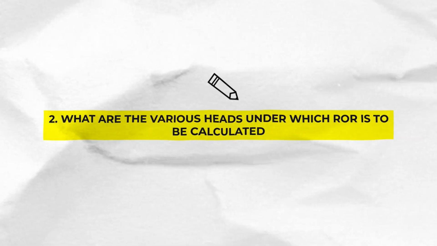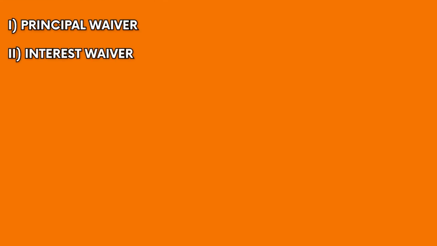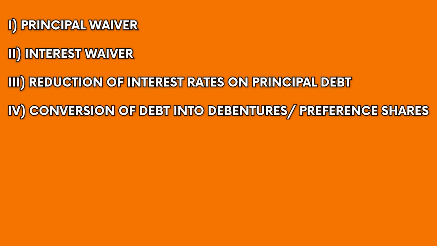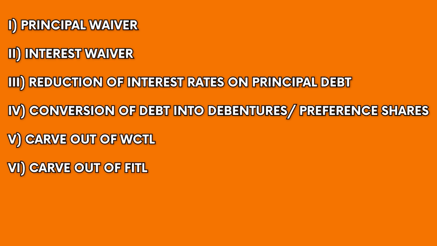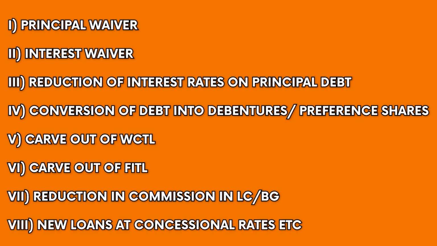Number 2, what you need to understand, what are the various heads under which ROR is to be calculated. So as per the available guidelines on the matter, the ROR calculation is to be done under 8 heads, namely principal waiver, interest waiver, reduction of interest rates on existing principal debt, conversion of debt into debentures or preference shares, carving out of a WCTL, carving out of a FITL, reduction of commission in LCBG, and finally, extension of new loans at concessional rates of interest.